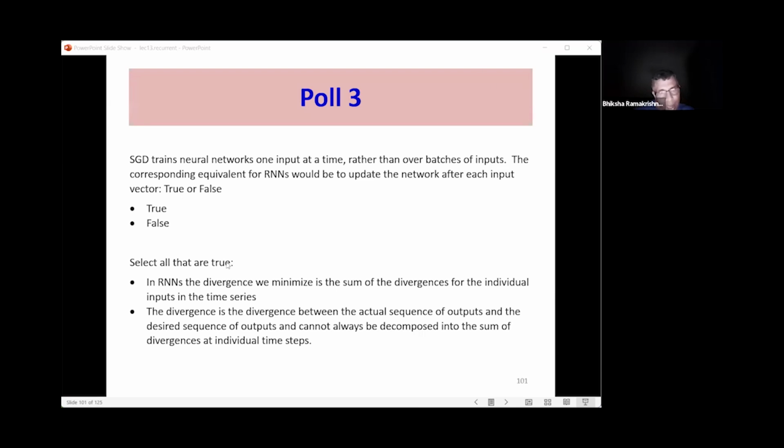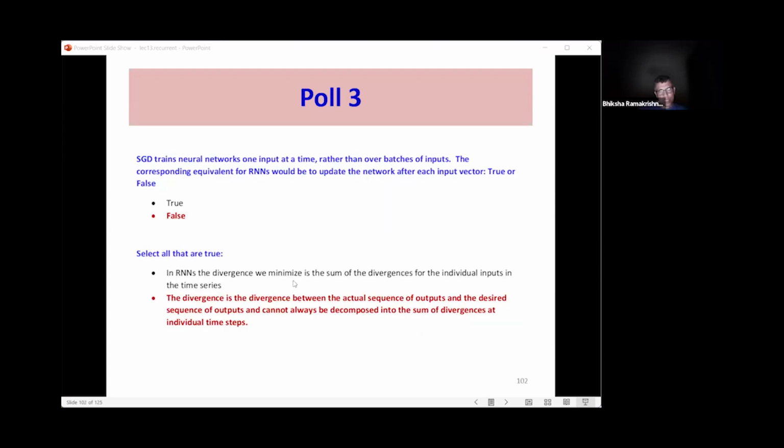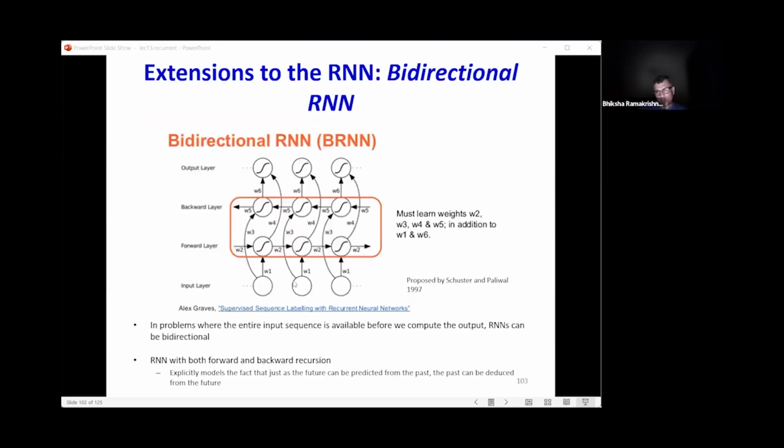And so in the divergence we minimize, is it the sum of the divergences for the individual inputs? Or is it the divergence between the sequence of outputs and the desired sequence of outputs? Which of these two is correct? The first or the second? Yeah, I emphasize this, right? We are always minimizing the divergence between the sequence that we output and the desired sequence that we output. Okay? So these are the two cases. So far, so good.